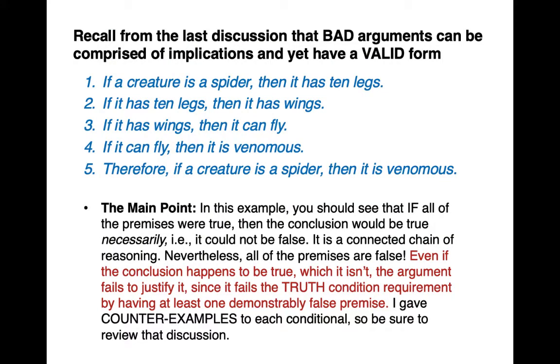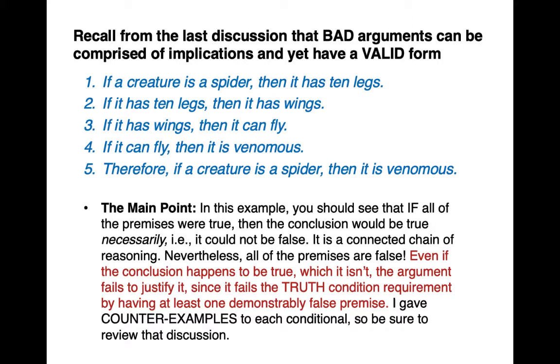Recall from the last discussion that bad arguments can be comprised of implications and yet have a valid form. For instance, here's an argument. If a creature is a spider, then it has 10 legs. If it has 10 legs, then it has wings. If it has wings, then it can fly. If it can fly, then it's venomous. Therefore, if a creature is a spider, then it is venomous.